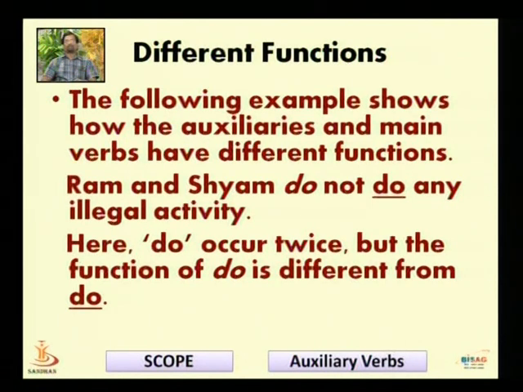As I told you, main auxiliaries help turn the sentence pattern into negative. Now do not is the negative, but in the main sentence, for example, it can be like this: Ram and Shyam do illegal activity. But when we turn it into negative, in the absence of any be form or any other auxiliary, we are supposed to use do because it is present tense and the nouns are plural.